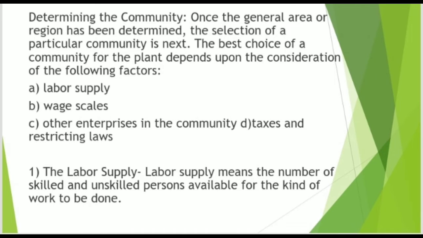Determining the community. Once the general area or region has been determined, the selection of a particular community is next. The best choice of a community for the plant depends upon the consideration of the following factors: A. Labor supply. B. Wage scales. C. Other enterprises in the community. D. Taxes and restricting laws.